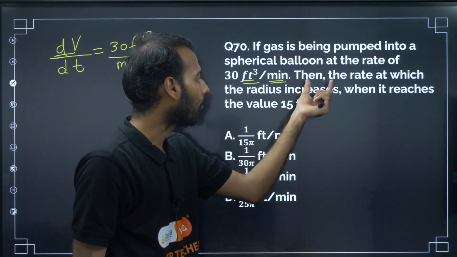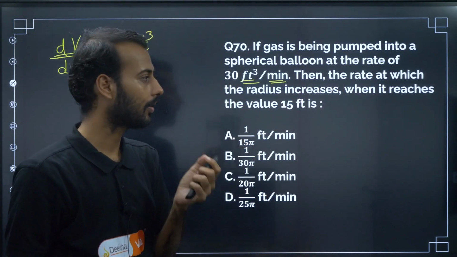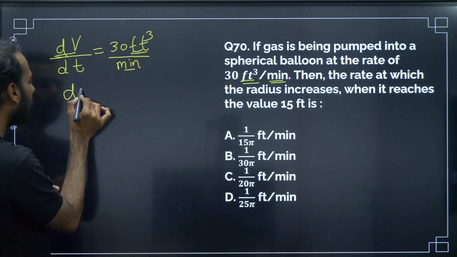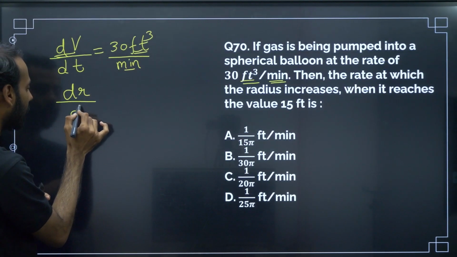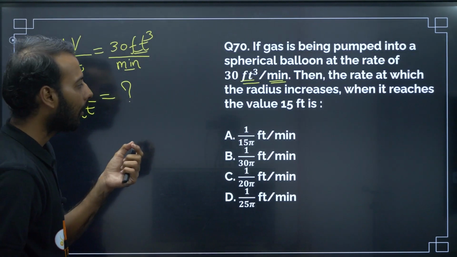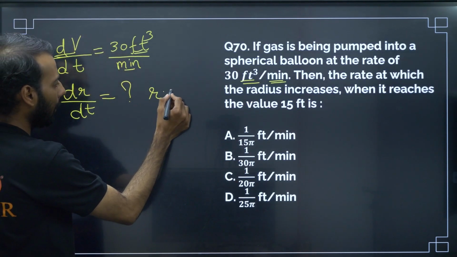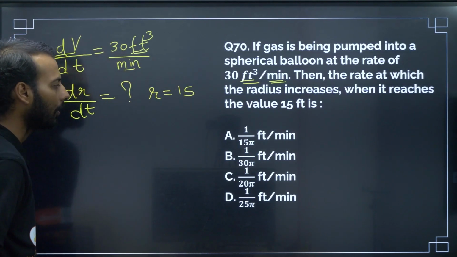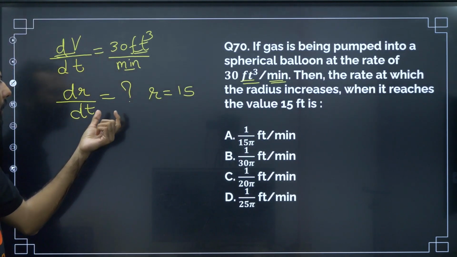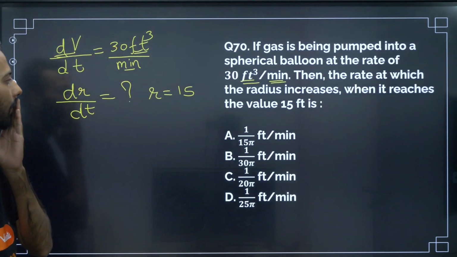Then what they are asking is the rate at which the radius increases. Rate means it is with respect to time. The rate at which radius increases, they are asking dr by dt, when it reaches the value of 15 feet. So the radius value is also given as 15 feet. I hope you have understood the question. They're asking to find dr by dt at this given data. All this given data I have copied from the question itself.